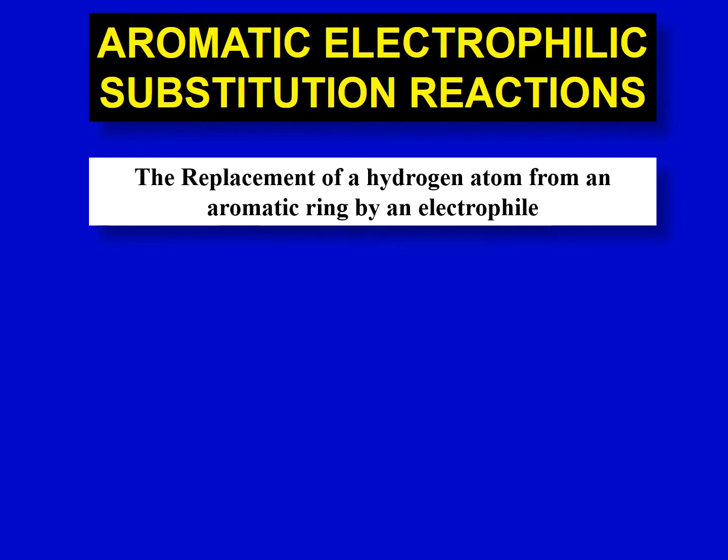Aromatic electrophilic substitution reactions mean the replacement of a hydrogen atom from an aromatic ring with the help of an electrophile. You already know that an electrophile is an electron deficient species and it will always look for reaction with any electron rich center. It may be neutral or it may be a negatively charged center.